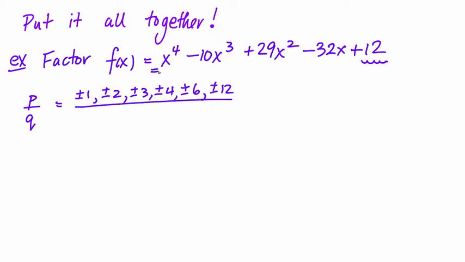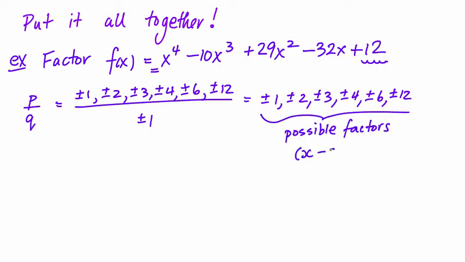And the q values are all the factors of the first term, which are just plus or minus 1. Altogether, because there's a 1 in the denominator, the denominator is not really even needed. I just get plus or minus 1, plus or minus 2, plus or minus 3, plus or minus 4, plus or minus 6, and plus or minus 12. These are the possible factors. What that means is these are the possible a values in our binomial that might work to factor it. Then we have to guess and test each one to find out which ones actually work. We know they work if the remainder theorem equals 0.